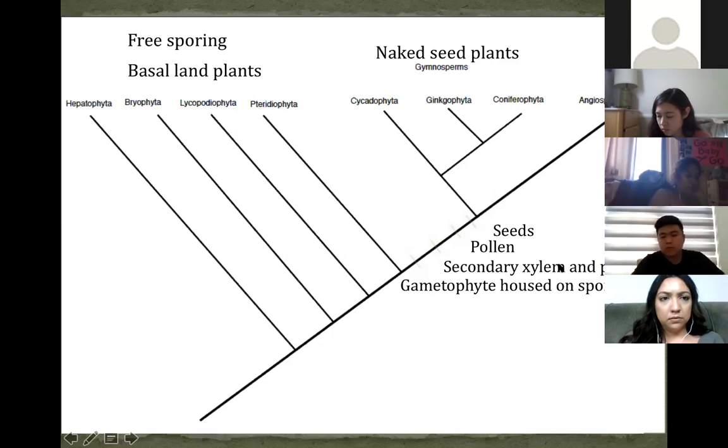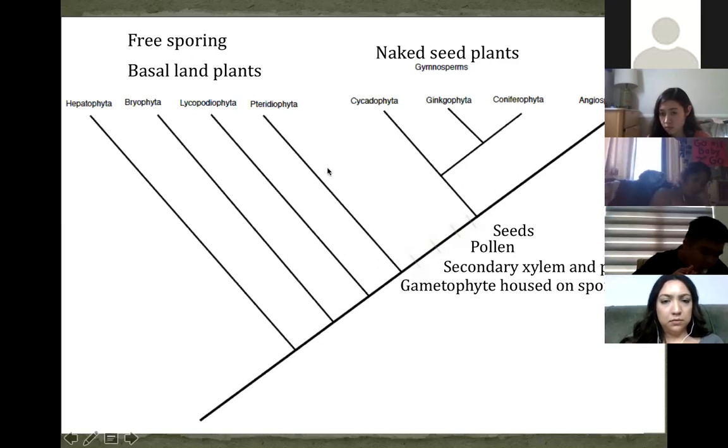Now remember that seedless vascular plants, so Lycopodiophyta and Monilophyta, they do have true vascular tissue, xylem and phloem, but they do not have secondary xylem or secondary phloem. So that's why gymnosperms and angiosperms are typically a lot larger compared to these basal land plants.